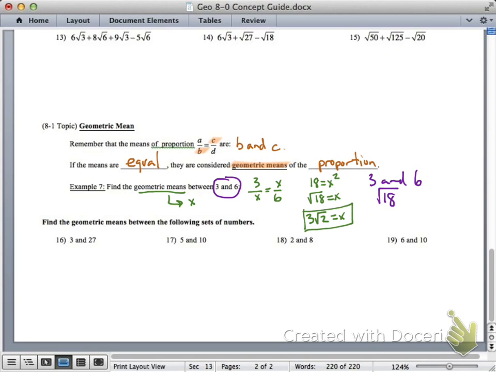Oh yeah, I was going to show you this shortcut. If we have 3 and 6 here, you may have figured this out as you went, but do you see that if you're finding the geometric mean between 3 and 6, really what you do is multiply the 3 and the 6, 18, and you take the square root of it. So it's a pretty simple, short thing to do once you realize what that shortcut is.